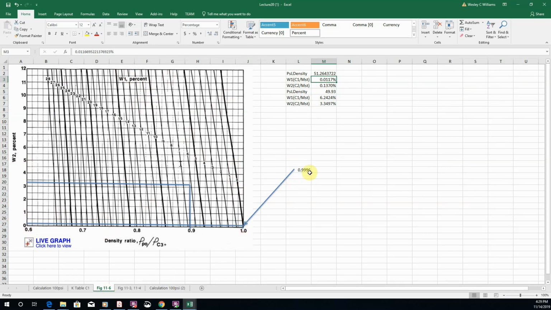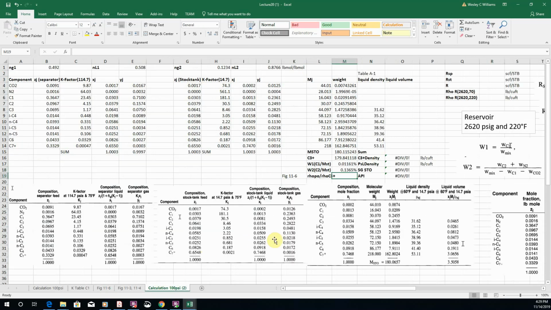So the correction factor, because this is already in the stock tank, the correction factor is quite small because there shouldn't be any real gas in there. So 0.9996, you may not be able to see that, but that's the value that he found when he was working this problem. So 0.9996 gives you that value.